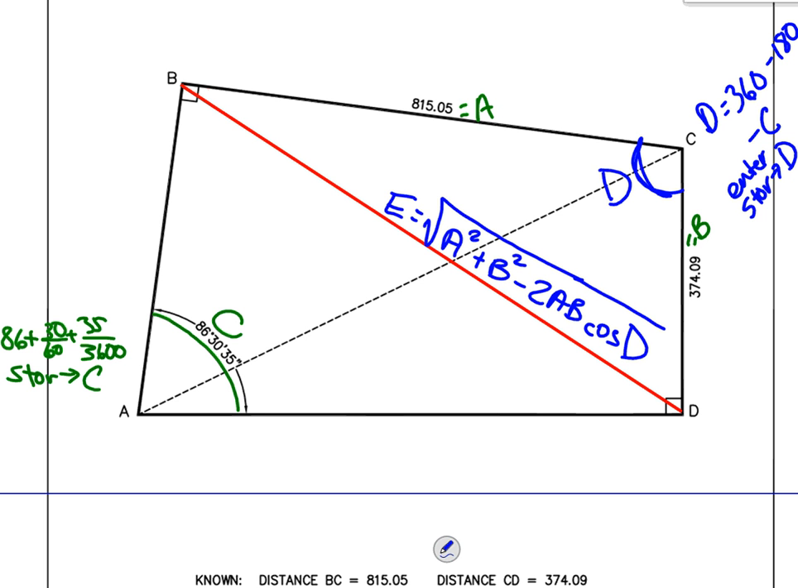And do make sure your calculators are in degrees. But they probably already are if you've been working on these problems now. And then when you get that, just store that as E.